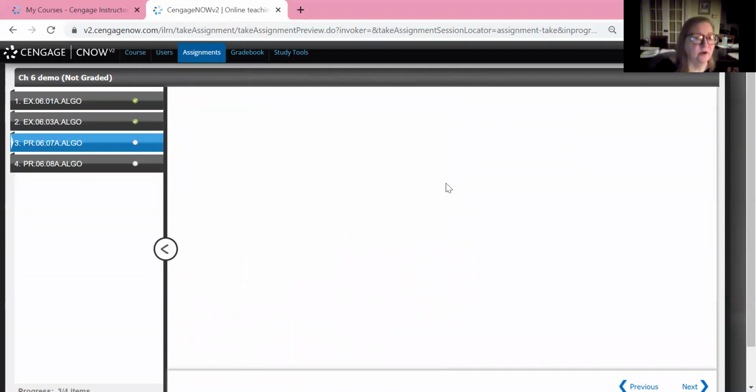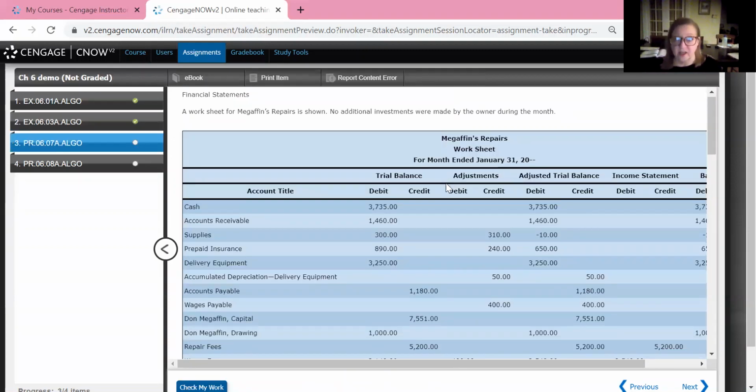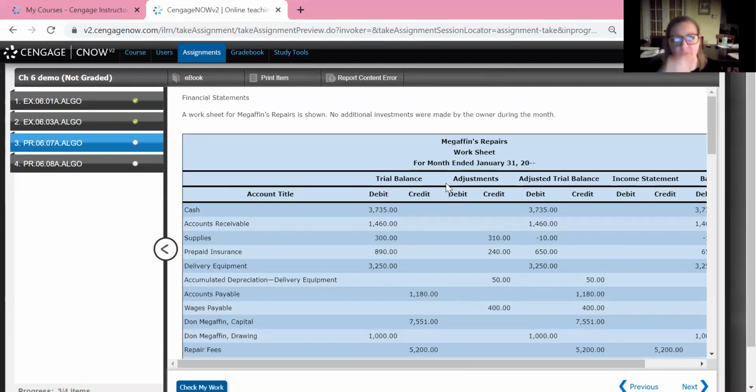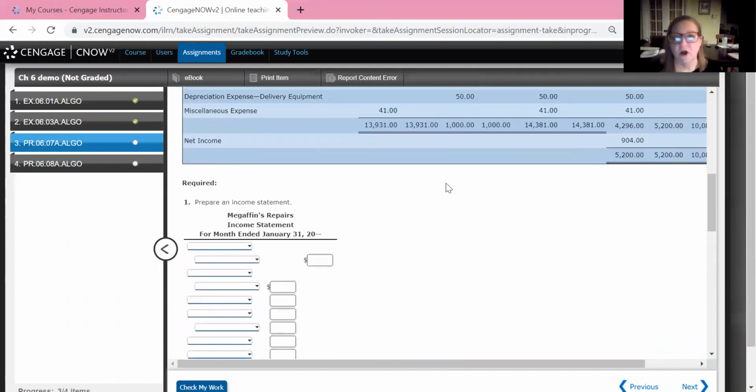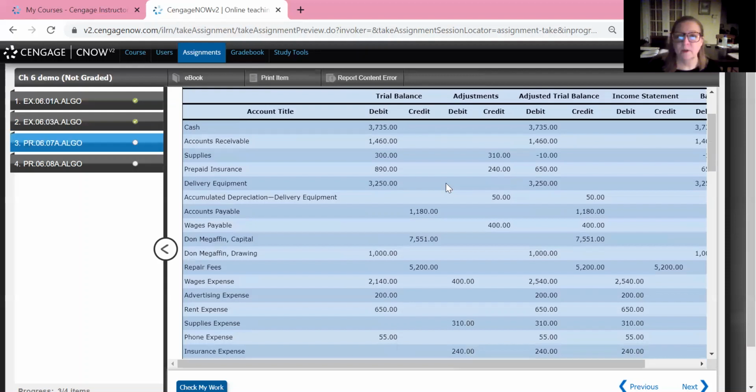Perfect. Okay, moving on. All right, so now they get a little longer. They don't get harder. They just get longer. So this one is giving us the worksheet. It wants us to pull the financial statements, all of them from the same thing. It just wants you to be able to discern.